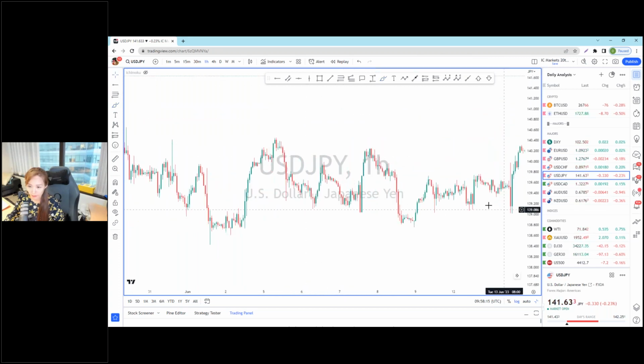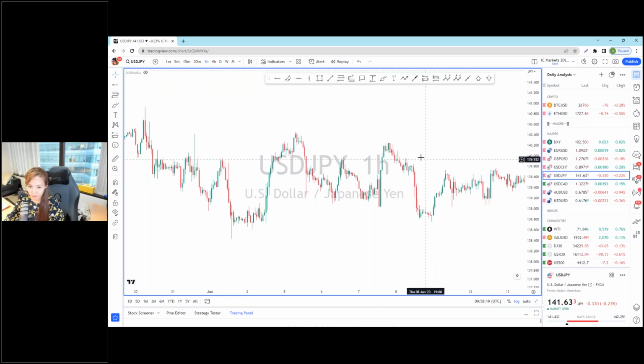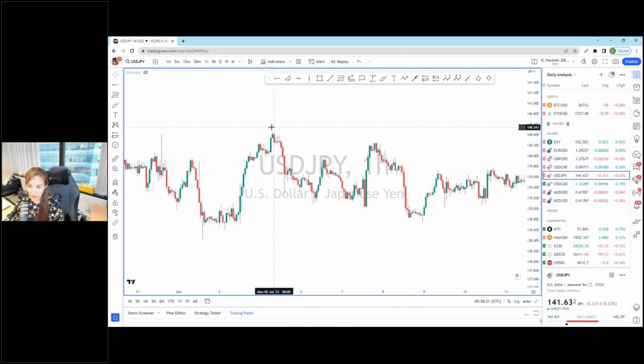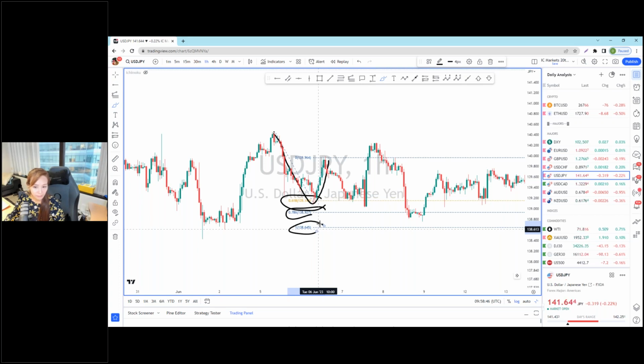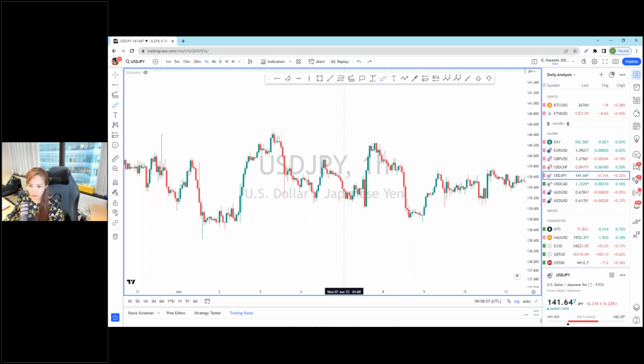For example, I'm trying to see if I can find another projection here. There's a zigzag here. Starting point here, 1, 2, 3, and then you project that price will come either to this zone or to this zone. This is how you use projection. You need to look for the zigzag first.